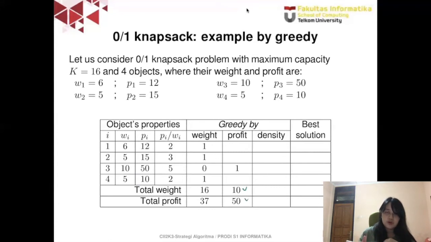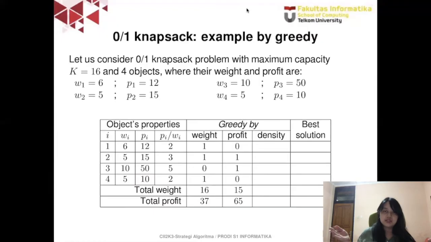Now the largest profit is owned by the second item that has weight of 5, which is still feasible. So we choose it in the next step. Next, I only have one unit weight remaining in the knapsack, and there's no feasible solution we have afterwards, so we don't choose anything.